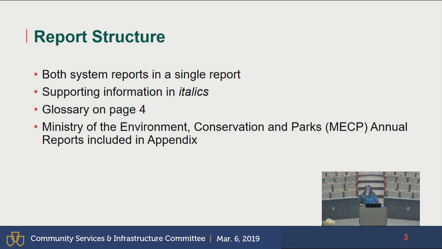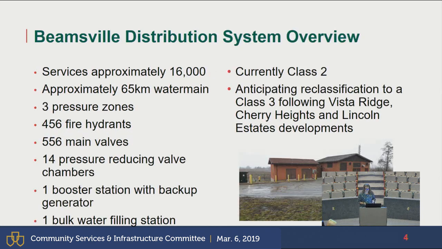So the report structure, when you're going through, you'll find that we've included both the Beamsville and the Jordan Vineland in a single report, just to simplify things a bit, because there's a lot of the same information that would apply to both. Supporting information is identified in italics, and there is a glossary on page 4 for some of the terms or our jargon that we like to use. And the Ministry of the Environment, Conservation and Parks, MECP, the new Ministry of the Environment, or MOE, their annual report is also included in the appendix.